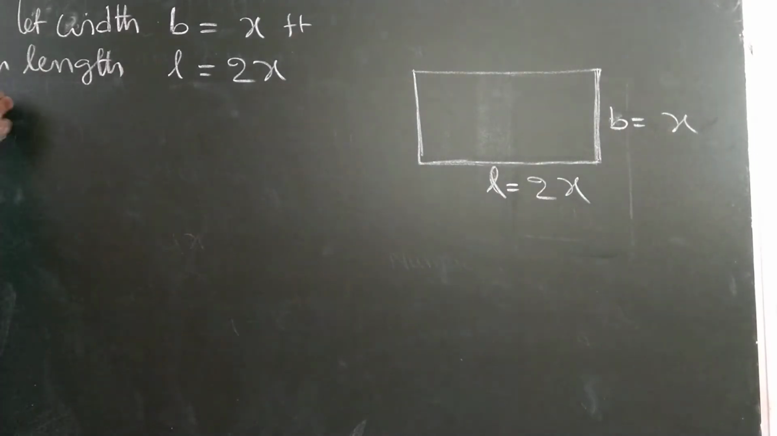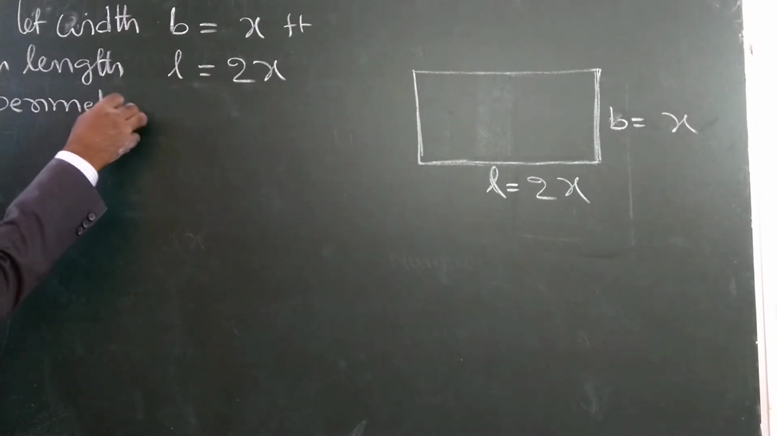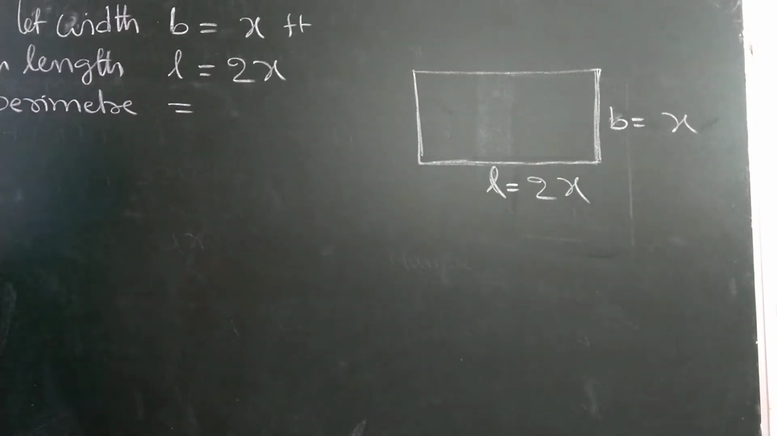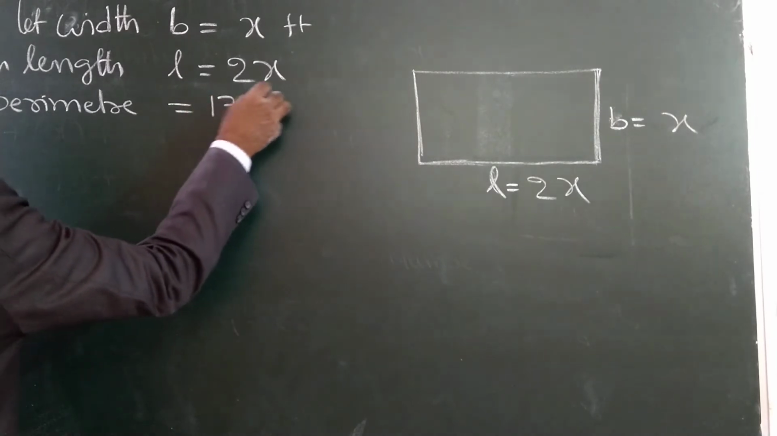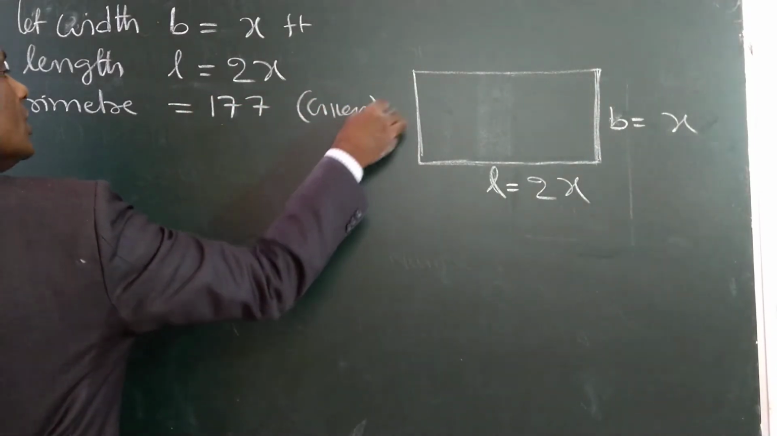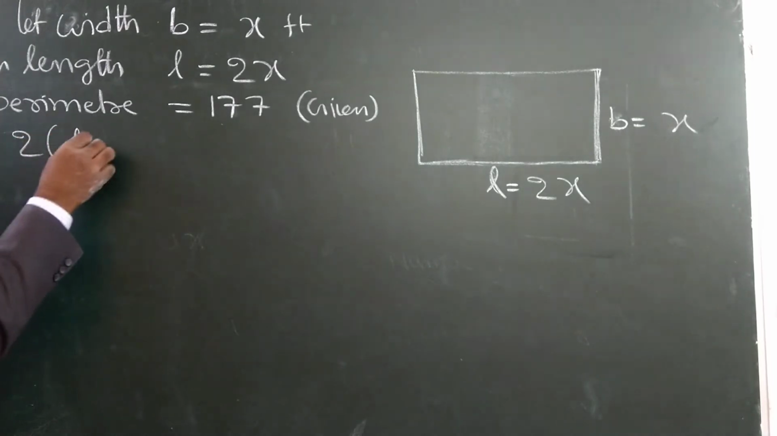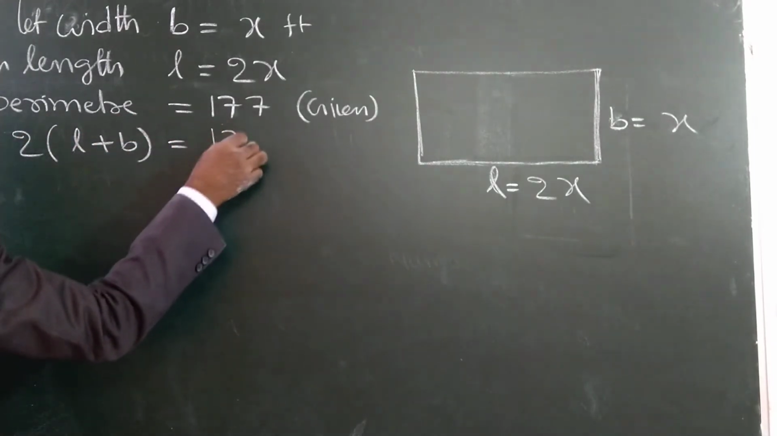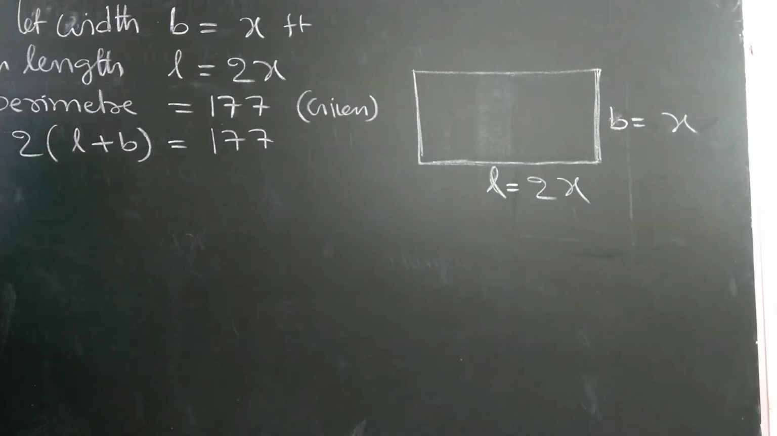What is the perimeter? How much? What is the perimeter of that rectangular field? 177, it is given. What is the formula for perimeter? The perimeter of a rectangle is 2 into (L plus B). Write down. Substitute the values and get the answer.